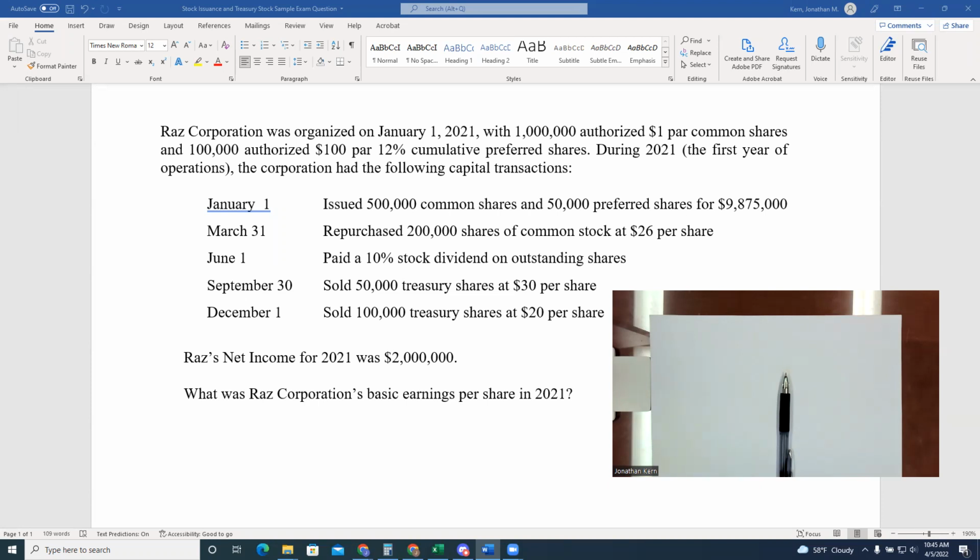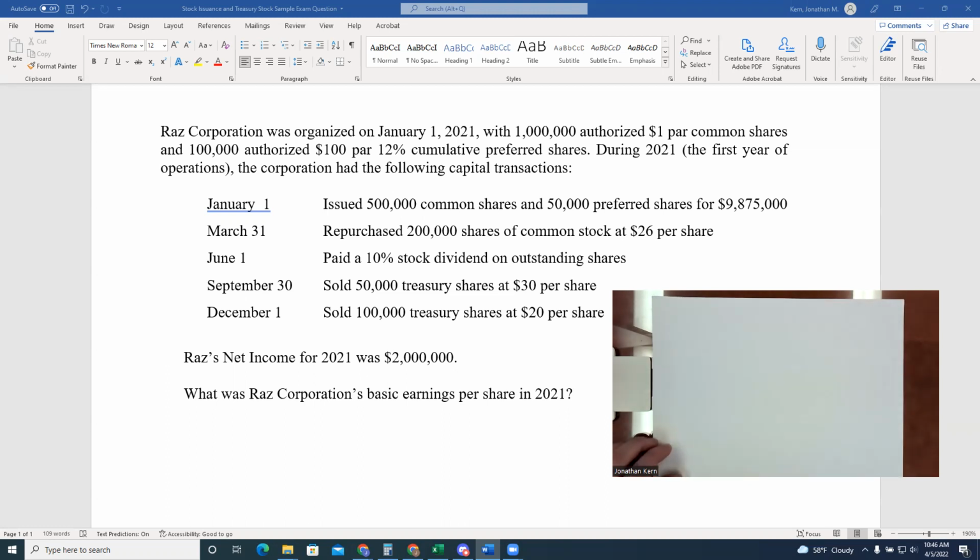They paid a 10% stock dividend on outstanding shares on June 1st. On September 30th, they sold 50,000 treasury shares at $30 per share. And on December 1st, they sold 100,000 treasury shares at $20 per share. RAS's net income for 2021 was $2 million. And the question asks us, what was RAS Corporation's basic earnings per share in 2021?